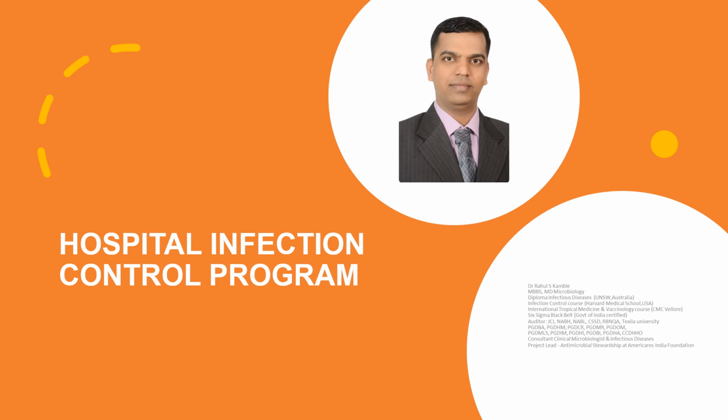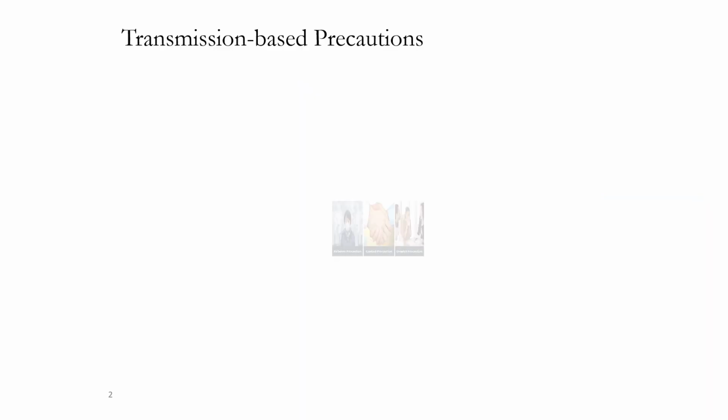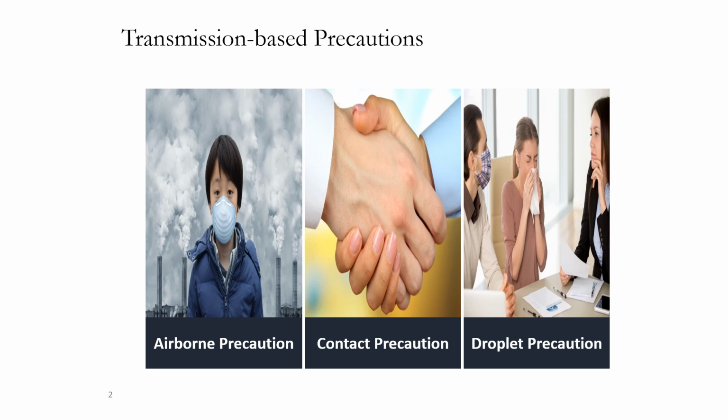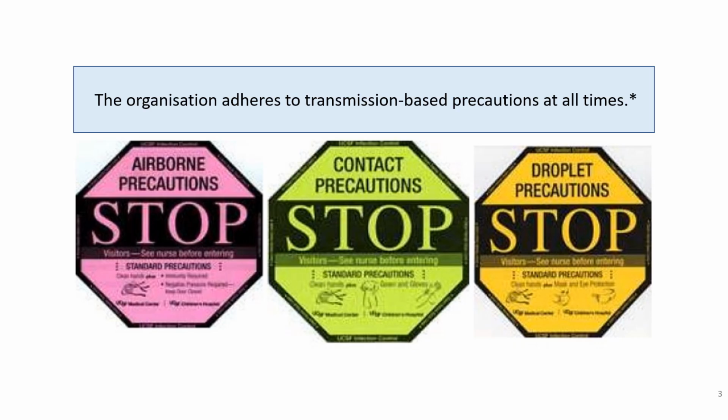Let's learn about hospital infection control program. Transmission-based precautions. Transmission-based precautions are of three types: airborne precautions, contact precautions, and droplet precautions. The organization should adhere to the transmission-based precautions at all times.